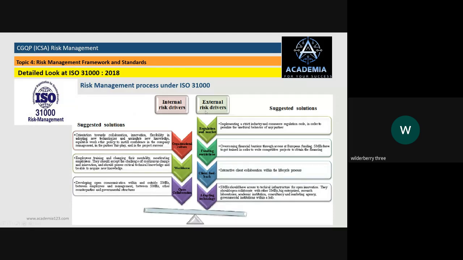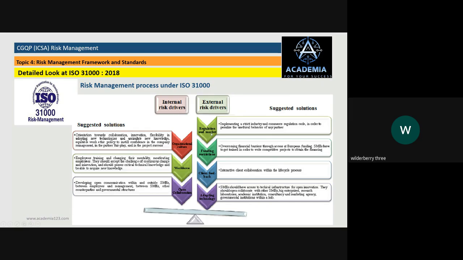What are internal drivers? What are external risk drivers? You see, you have here organizational culture, workforce, open collaboration. These might be internal drivers. And then what can you do to improve that? Orientation towards collaboration when it comes to the organizational culture. Flexibility, fair play. Just to give you some examples under ISO of what they understand by internal drivers. What are external drivers?